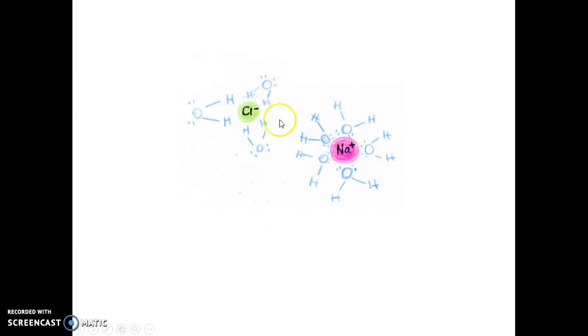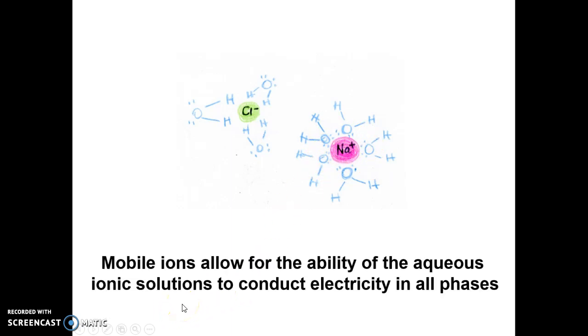So when they move around within the water, the hydrogen end of the water molecule is going to be closest to the Cl minus because, if you recall, hydrogen is the positive end of water. However, around the Na plus ion, the water molecules will arrange themselves so that the oxygen, or the negative end of the water molecule, will be facing the Na plus ion. Because these Na plus and Cl minus ions can now move around, you have mobile ions, or mobile charged particles, which will allow an aqueous ionic solution to conduct electricity in the aqueous phase.